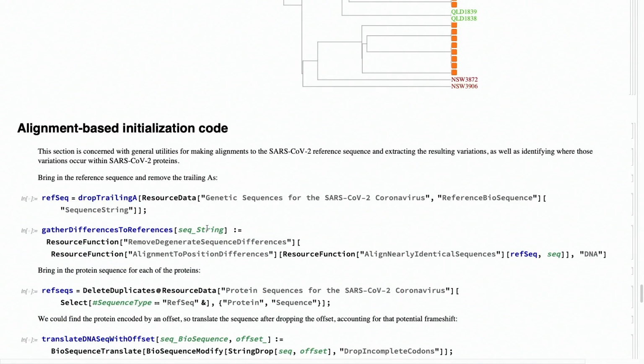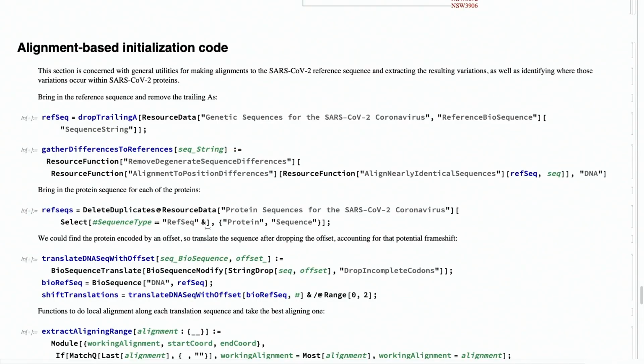Okay, so now we're on to the part of the talk where I channel my inner John Castle, because this is his expertise. And I'll mention, as an advertisement for the Wolfram Function Repository, where I'm the lead curator, that John contributed much of the functionality being used here. You can see them as resource functions in the Wolfram Function Repository. The same goes for the functions I used in the alignment-free method: the multidimensional scaling, the sequence to FCGR, the phylogenetic tree building, all of those are in the Repository. And then we also have things as specific as remove degenerate sequence differences, alignment to position differences, and align nearly identical sequences. These are all just built into that.